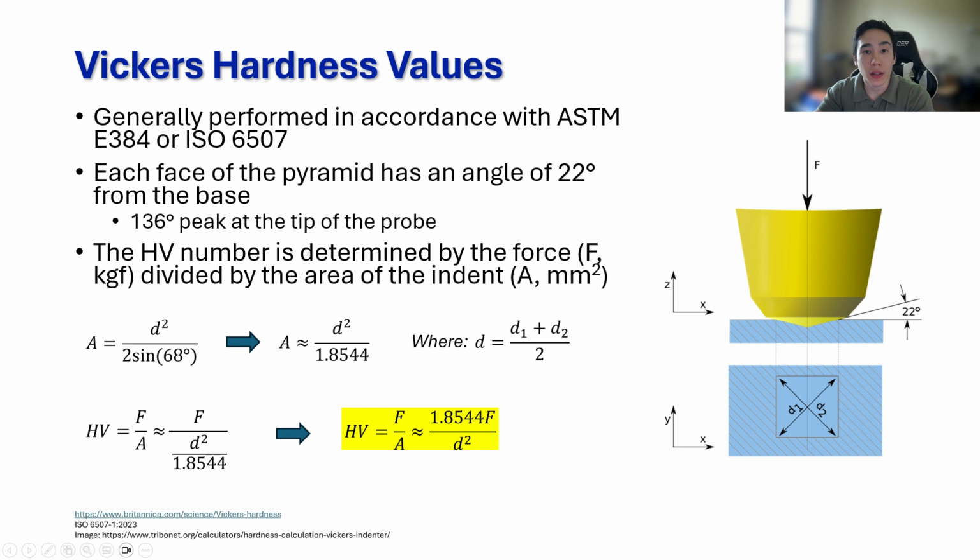Once we have the area, we can divide the force applied in kilograms force by it to find our hardness value, which resolves to the highlighted equation of 1.8544 times the force divided by the average cross distance squared.